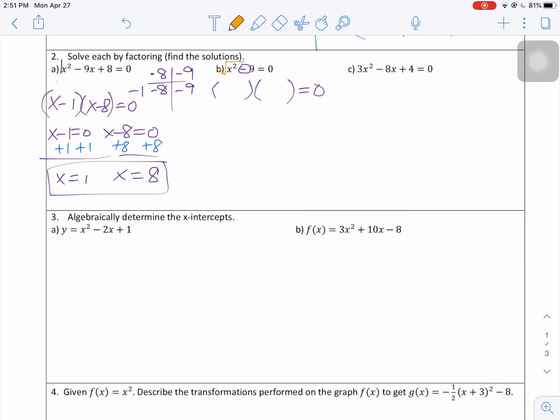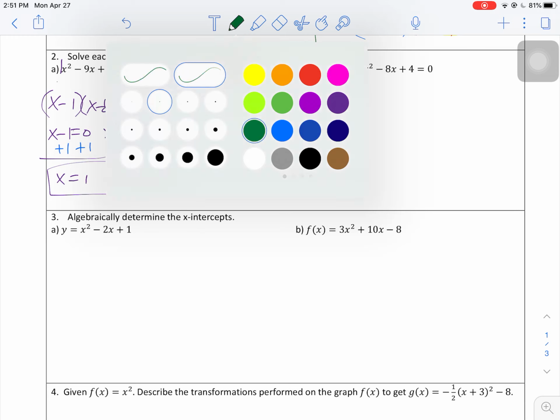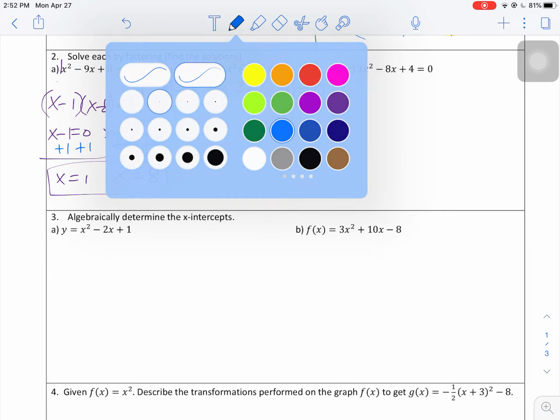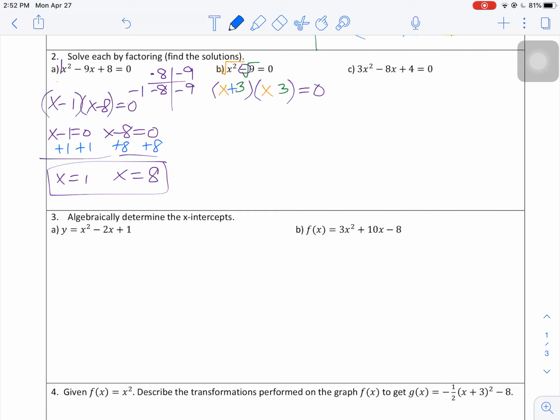Square root the first term, so square root of x squared is x. That goes in the first slot of your two sets of parentheses. Square root the second term, so square root of 9 is 3. That goes in the back slot of your two sets of parentheses. Make one positive, make one negative. Now that you've factored, set each factor equal to 0 and solve for x. So it looks like we're getting x equals -3 and x equals +3.